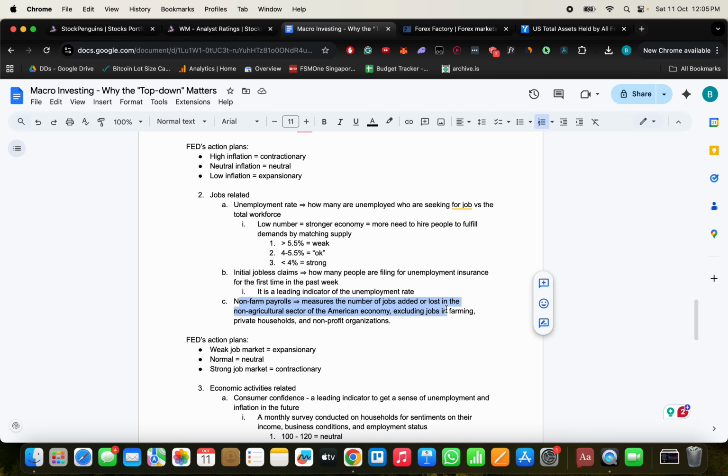Number three, non-farm payrolls. It measures the number of jobs added or lost in the non-agricultural sector of the American economy, excluding jobs in farming, private households, and non-profit organizations, right? So all of these are your leading indicators, along with your unemployment rate by itself.